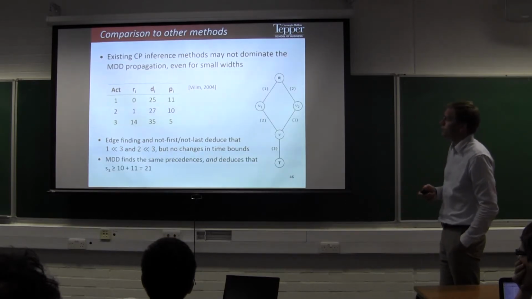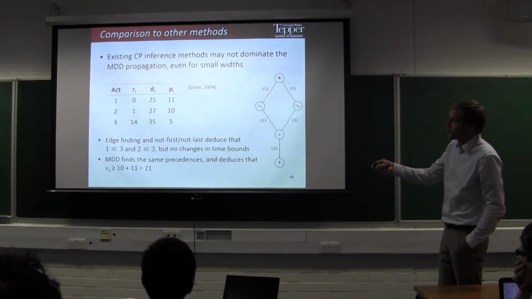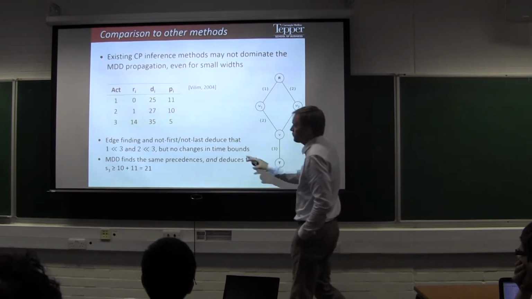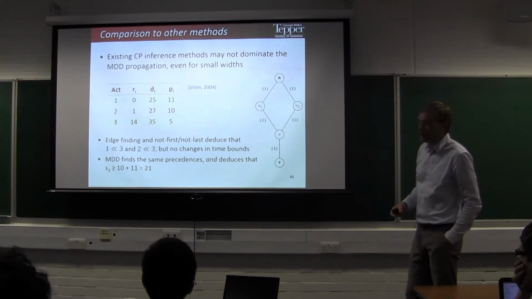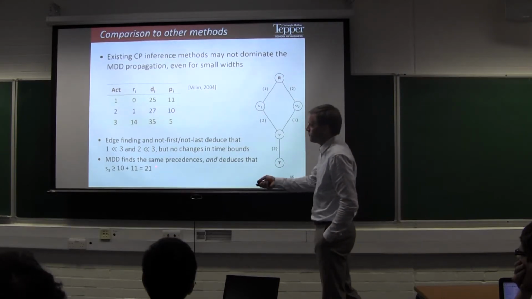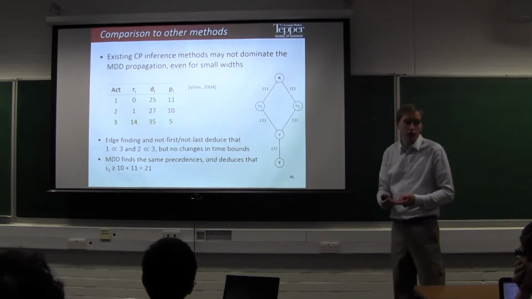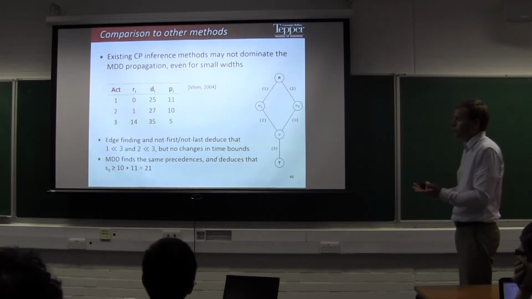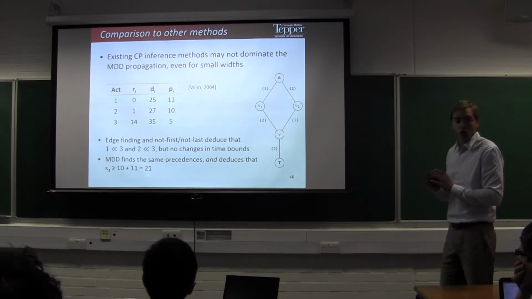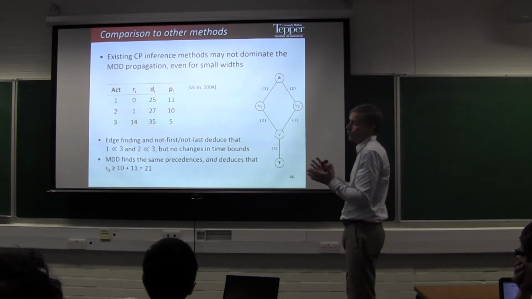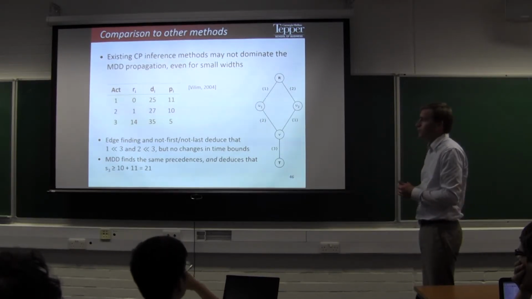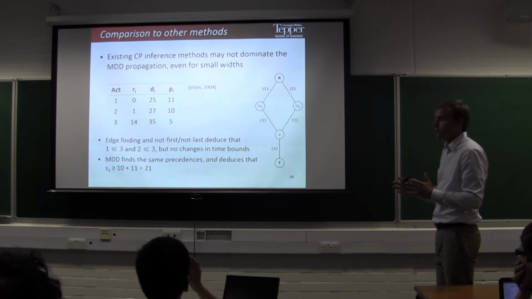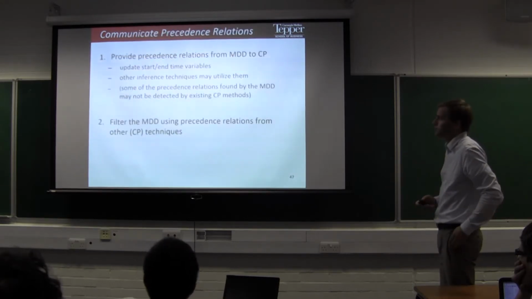I don't know if we have to go into the details here, but here's one illustration for a problem in which edge finding and not-first/not-last may deduce precedences but don't update the time bounds. And here's an example that shows that we actually do also have the precedences and we have the time bounds at the same time. So we can outperform existing methods in theory. We don't dominate them always. I mean, of course, if you have an exact MDD, we can outperform everything, but that's going to be hard. But there's a trade-off. With a small width MDD, you may get enough power to actually be better.